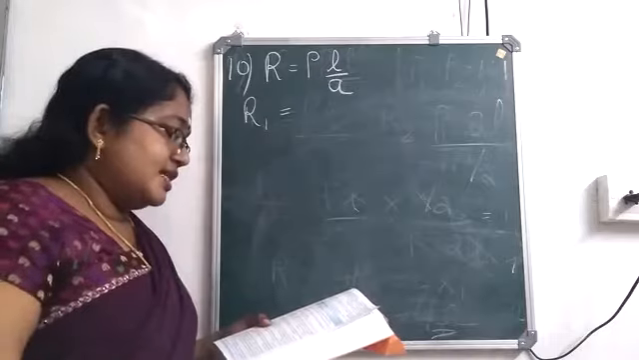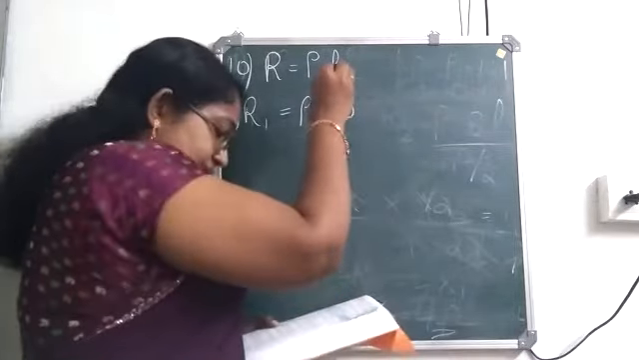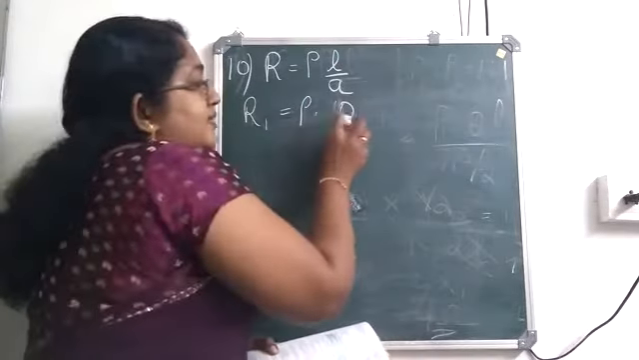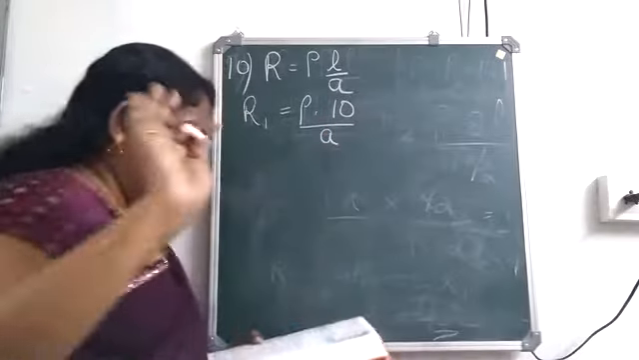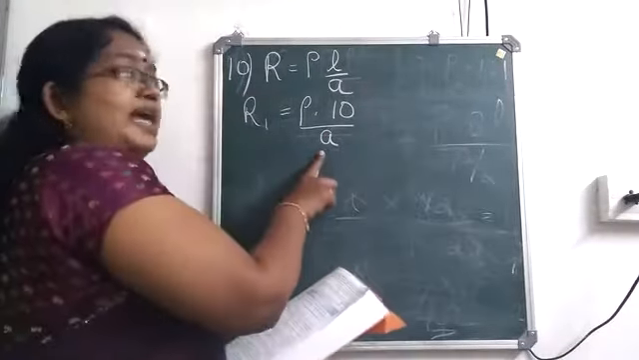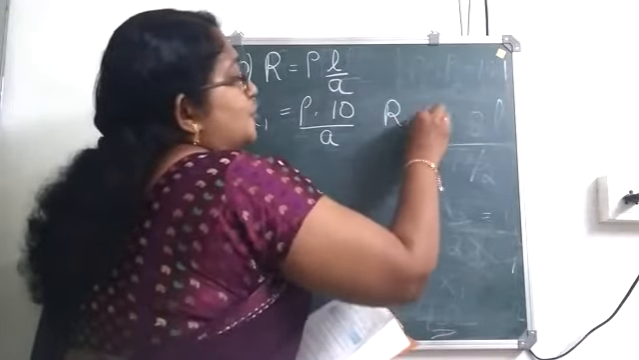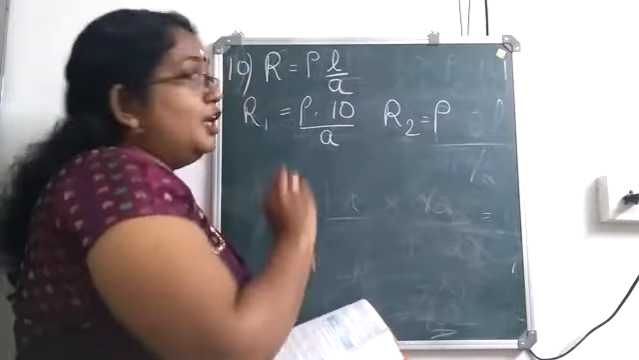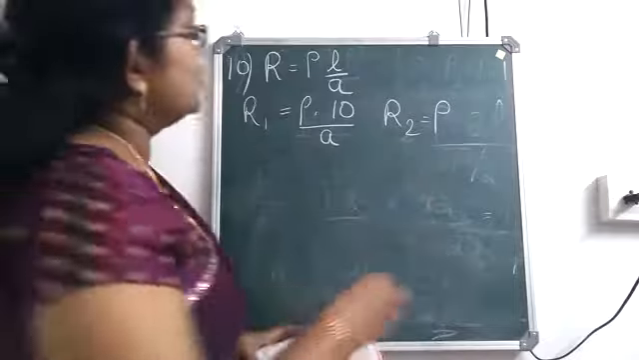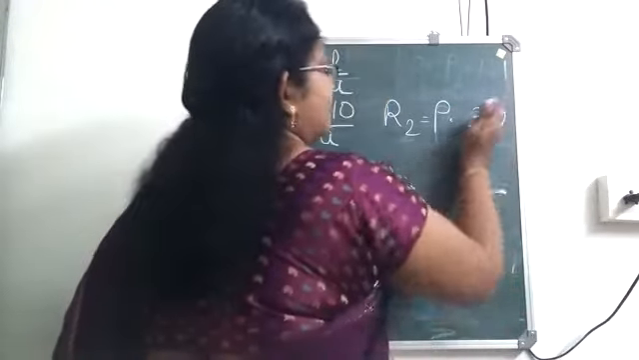A wire of resistance 3 ohm and length 10 centimeter; rho will be as such. Length is given as 10 centimeter. They are telling that the area is kept as such, uniform cross-sectional area, so I have kept A as such. This is the first case. Now, what about R2? Since it is of the same material, rho itself, then it is stretched to 30 centimeter. That means here the length is 30.